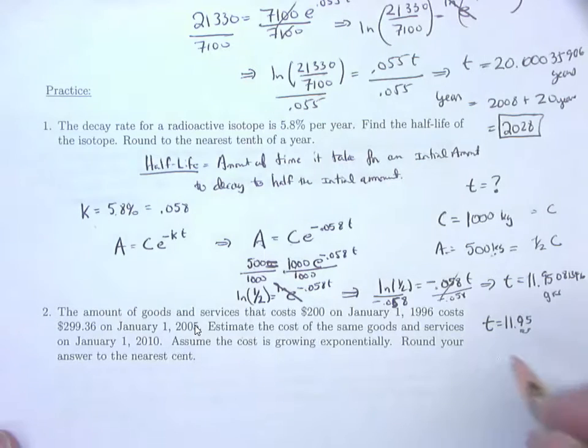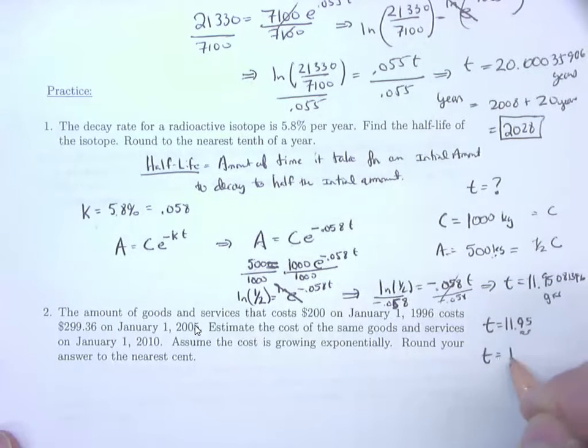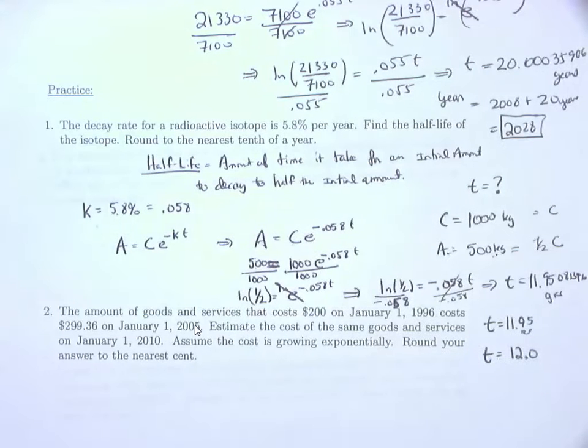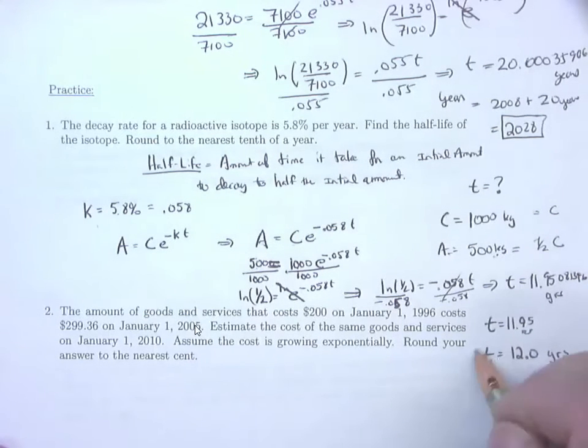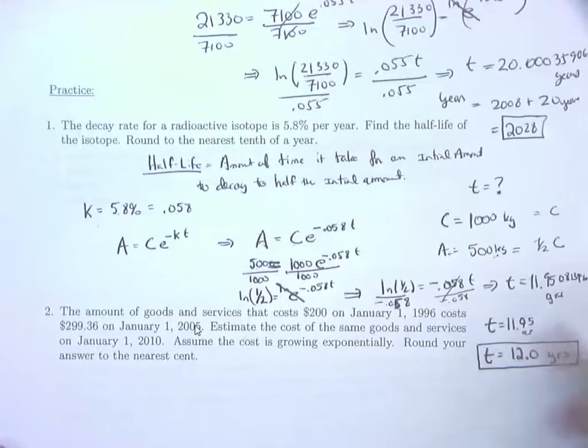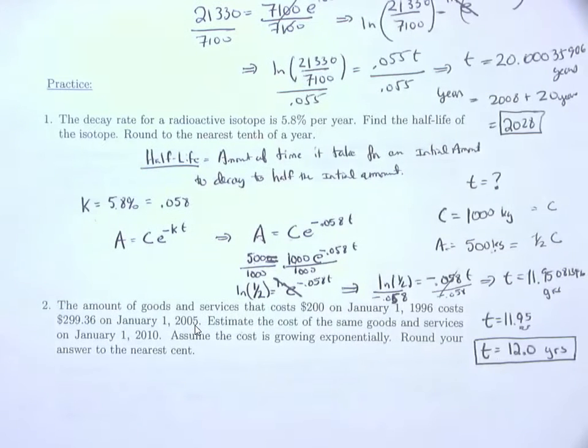So the answer is going to be 12.0, because you want to specify the fact that they wanted it rounded to the nearest tenth. So put the 0.0 in there, years. So yeah, it's going to take you 12 years for your plutonium, or whatever radioactive isotope you're playing with, to literally be cut in half.